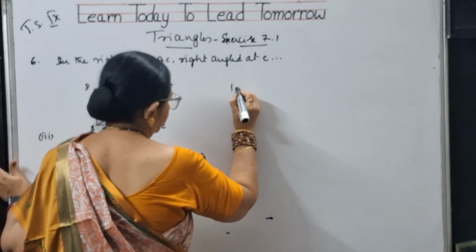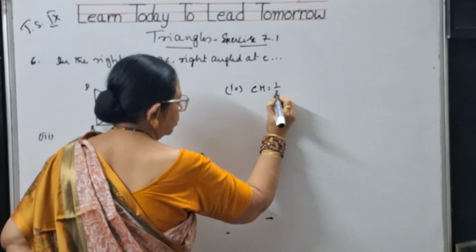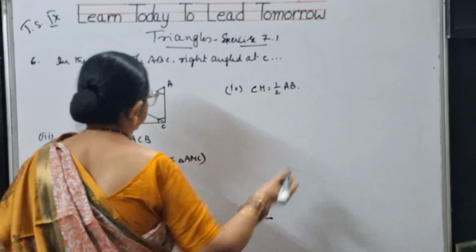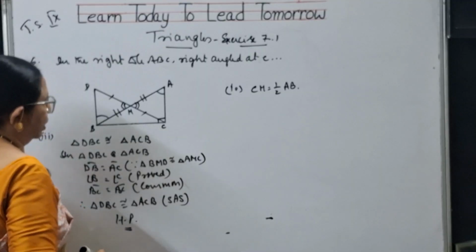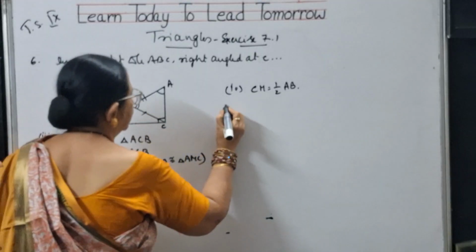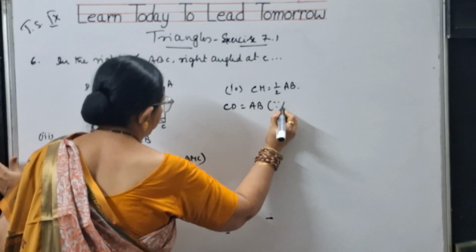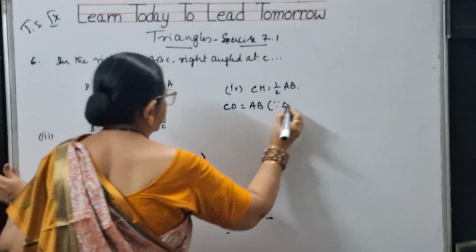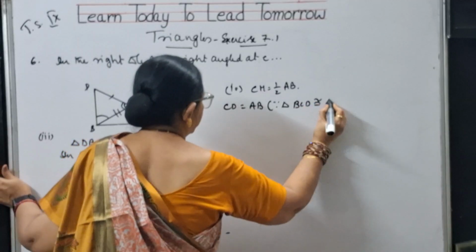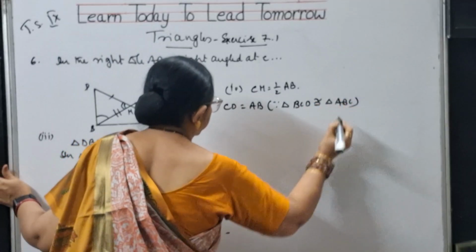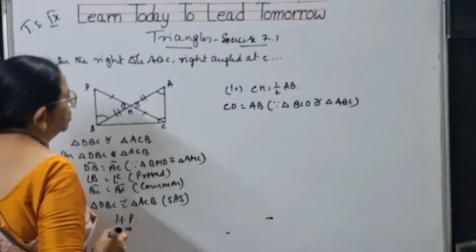And fourth bit is, you need to prove CM is equal to half of AB. CM is equal to half of AB. So actually, we can say that CD is equal to AB. Why? Because triangle BCD is congruent to triangle ABC. So when two triangles are congruent, their corresponding sides are proportional.